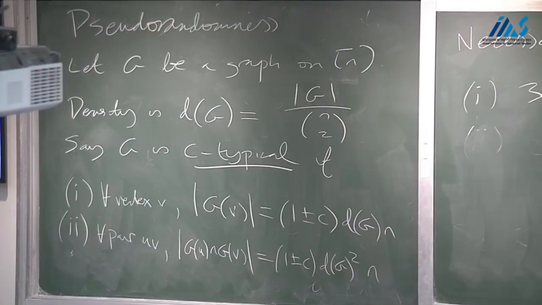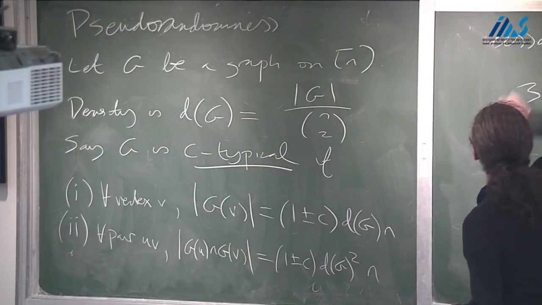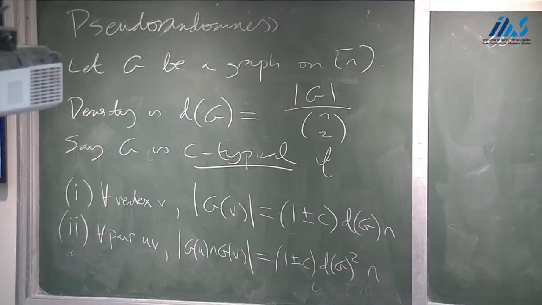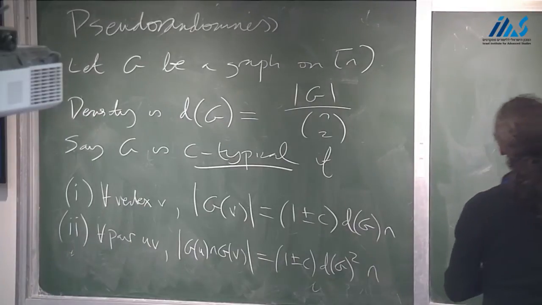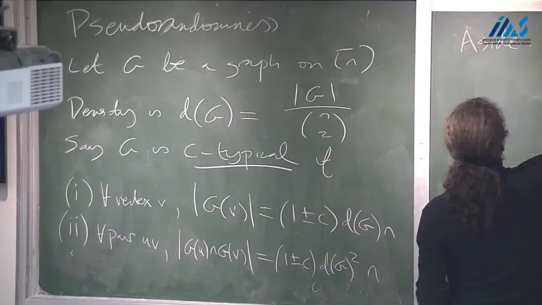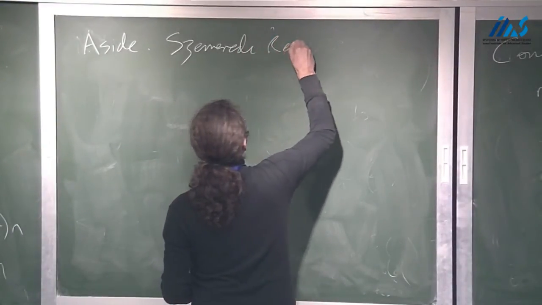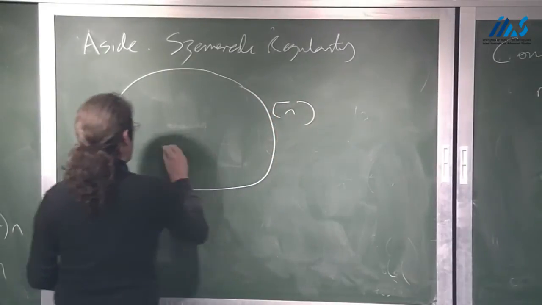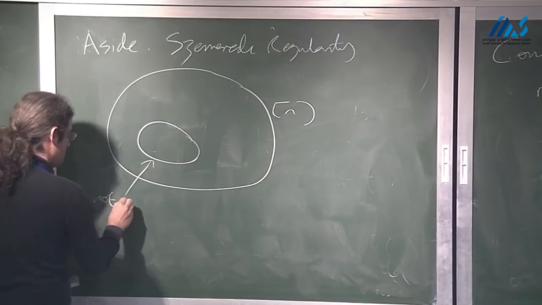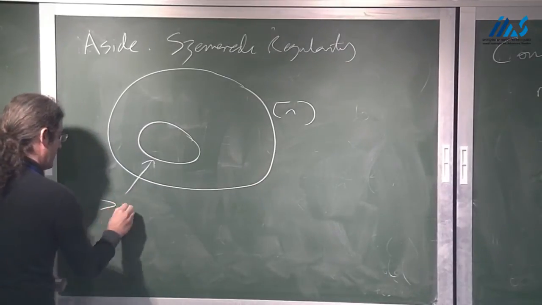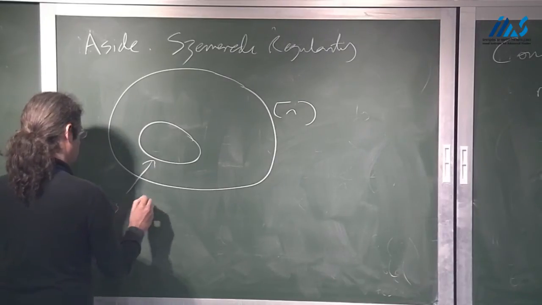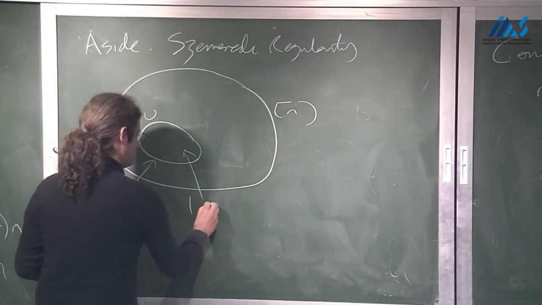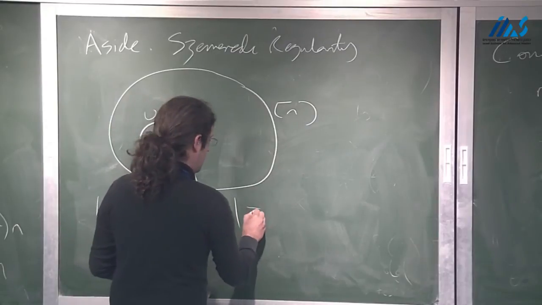Just as an aside, this is one way of defining randomness. Some of you will have seen the definition of Szemerédi regularity, which is another condition. Aside on Szemerédi regularity: here's our whole vertex set. We take some not too small subset, say bigger than epsilon n, and I want the number of edges in it to be close to what it should be if it was random.